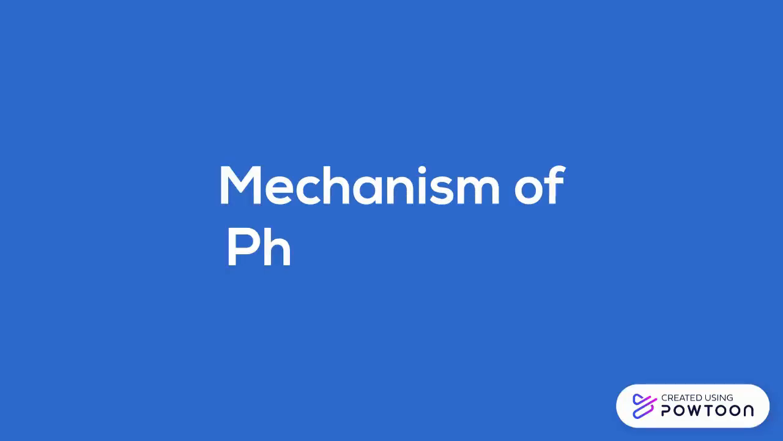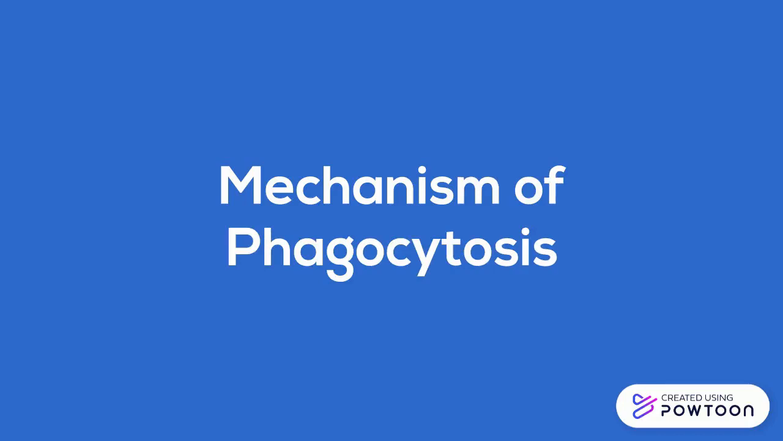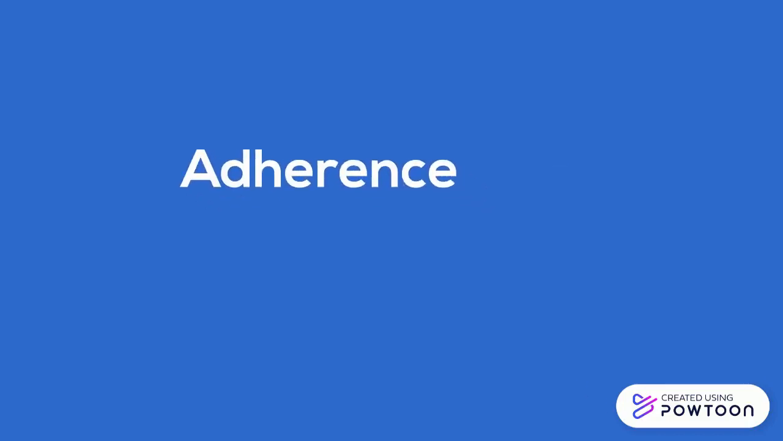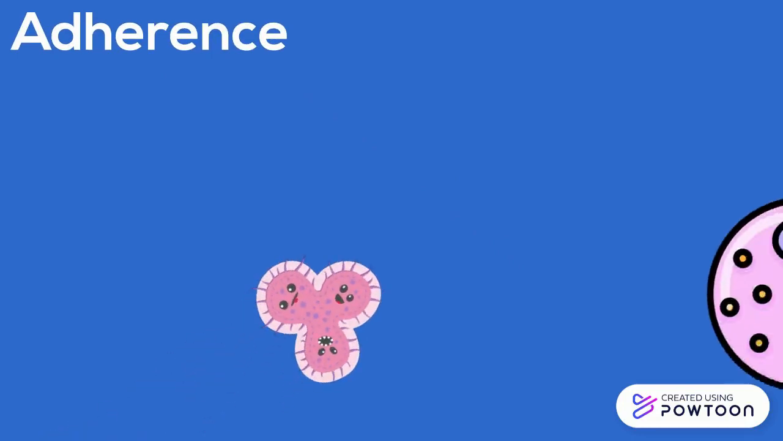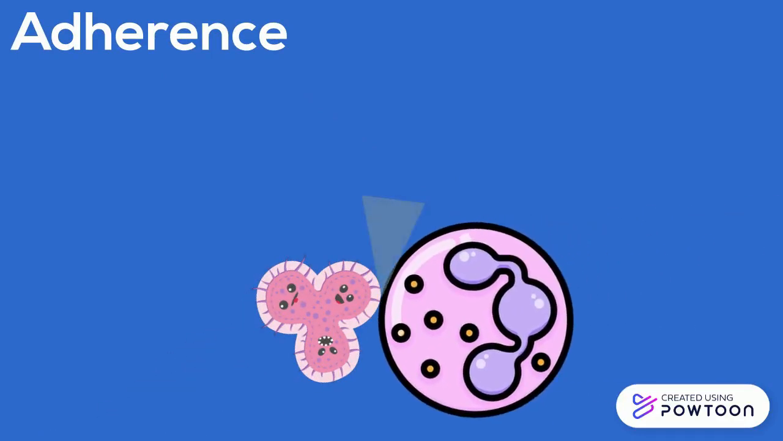The process of phagocytosis consists of different steps, the first one of which is adherence of the phagocytic cell to the organism. Attachment is facilitated by the binding of specific antibodies to the microorganism.